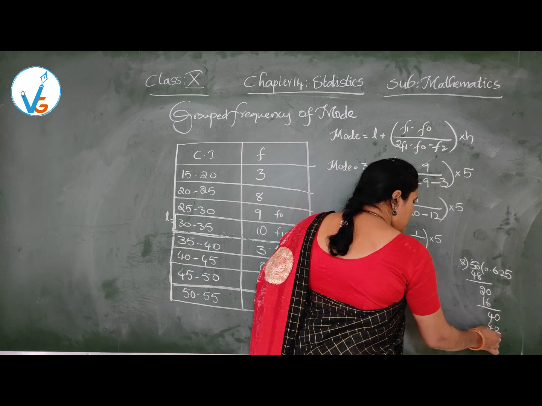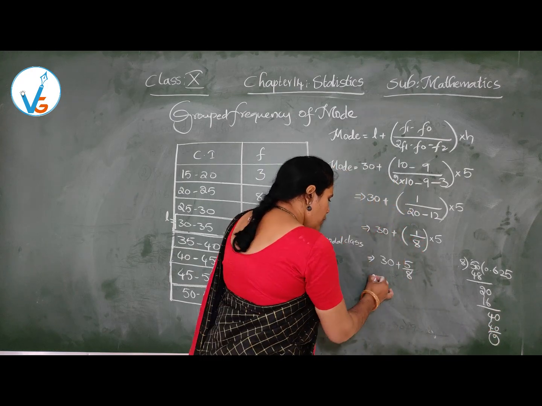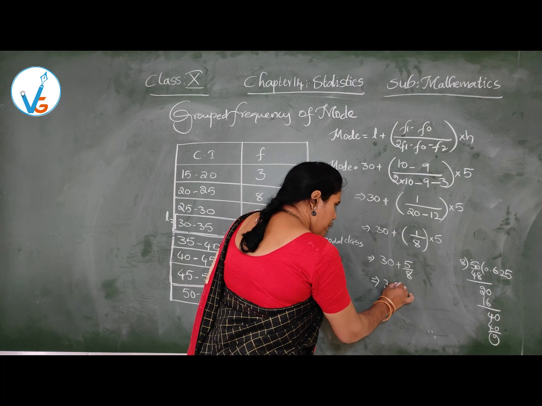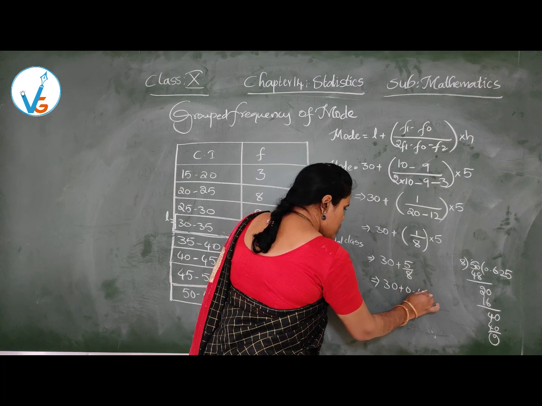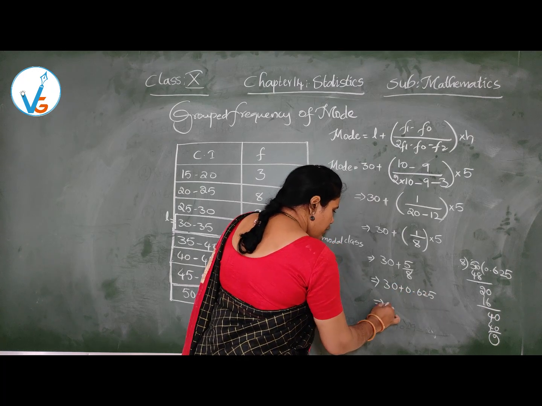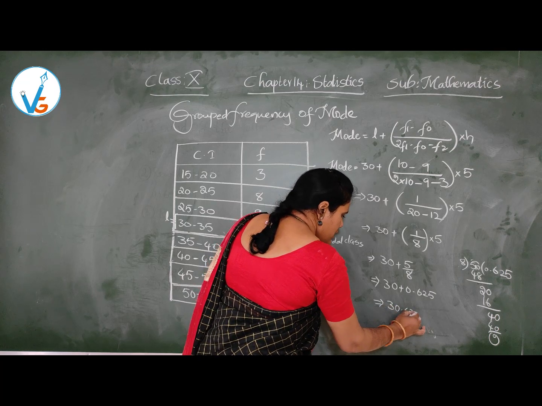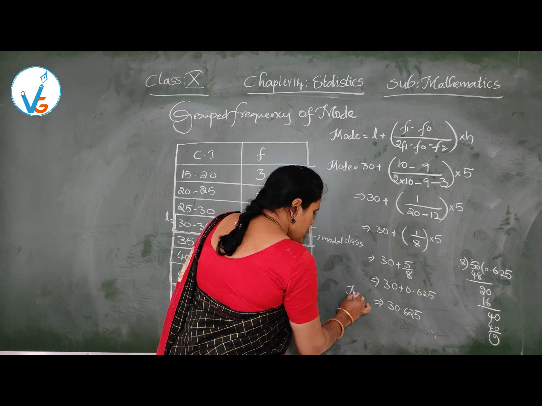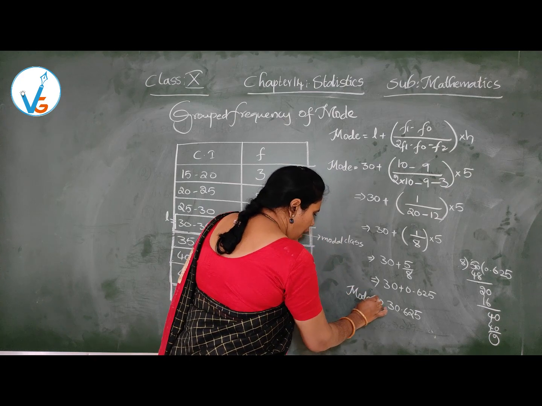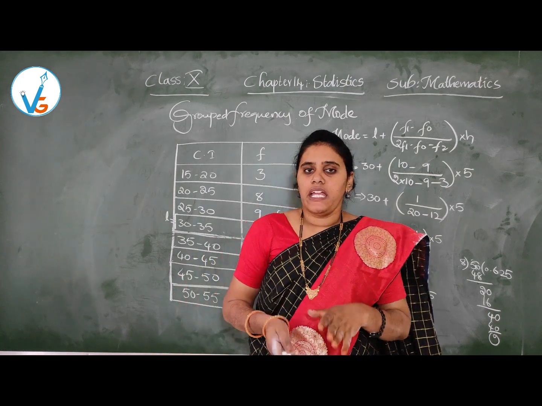Now here, what is the answer? If we divide 5 by 8, you will get 0.625. So our answer will now become 30 plus 0.625, which is 30.625. So this is about the mode. I think you have understood regarding the mean and the mode.